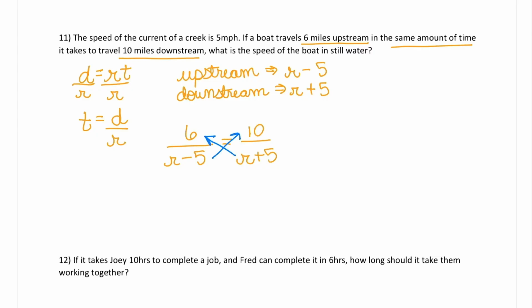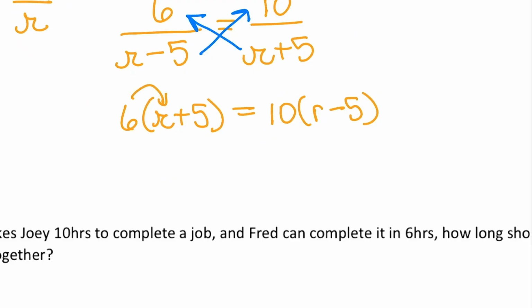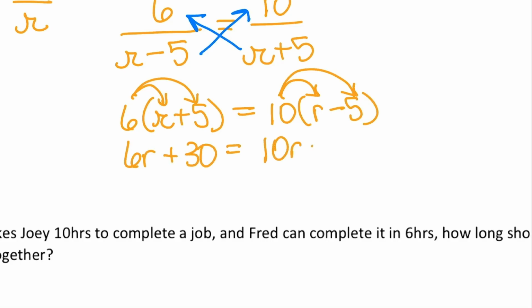So we are going to end up with 6 times R plus 5, and that comes from this way here. Then we're going to have equals the multiplication of these two, which is going to be 10 times R minus 5. Now we are going to distribute both terms, and we're going to have 6R plus 30 equals 10R minus 50.